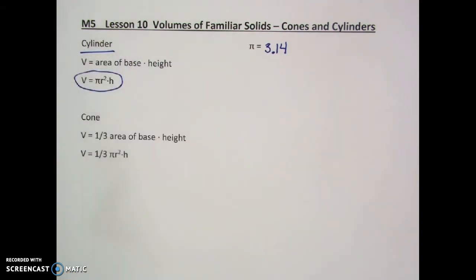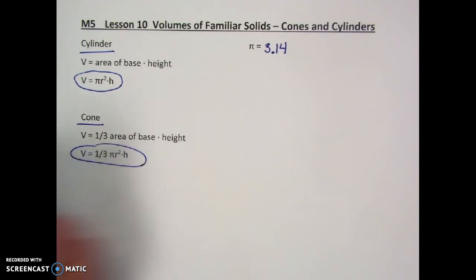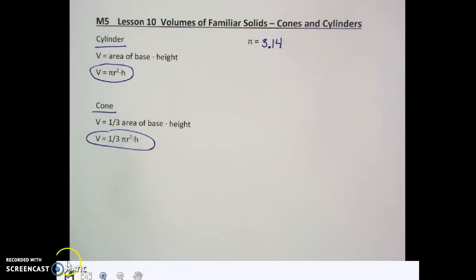To find the volume of a cone, we're going to take 1/3 the area of the base times the height. The area of the base again is a circle, so pi r squared. So we want 1/3 pi r squared times the height. So that's the formula for the volume of a cone.